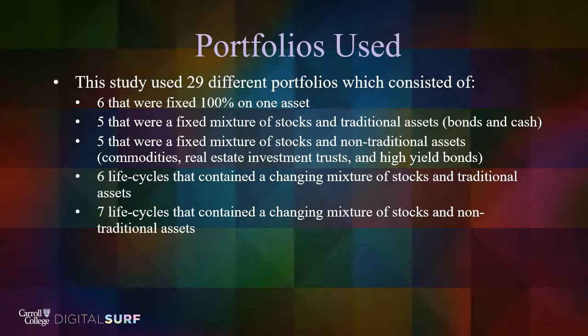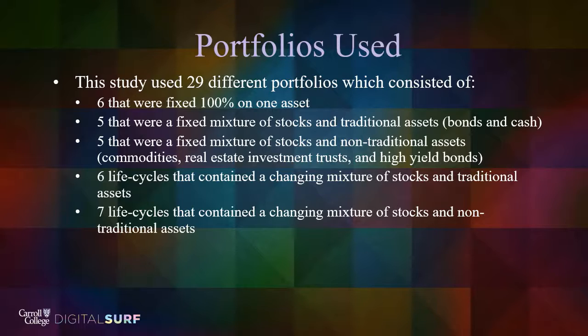The third set of portfolios that we used was 5 portfolios that contained a fixed mixture of stocks, commodities, real estate investment trusts, and high-yield bonds. An example of this would be 40% in stocks, 20% in commodities, 20% in real estate investment trusts, and 20% in high-yield bonds for all 40 years.